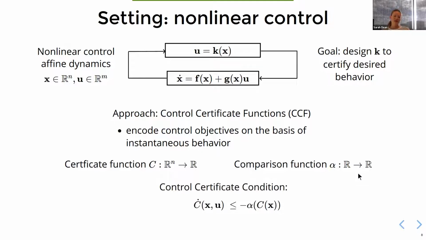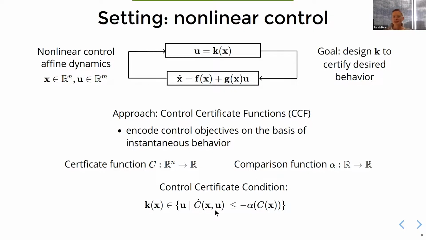The core of this approach is the control certificate condition, which says that the time derivative of the certificate function should be bounded by the comparison function of the certificate function at a given state. And this time derivative depends on x dot, which in turn depends on both x and u. So this is a condition on inputs and states.